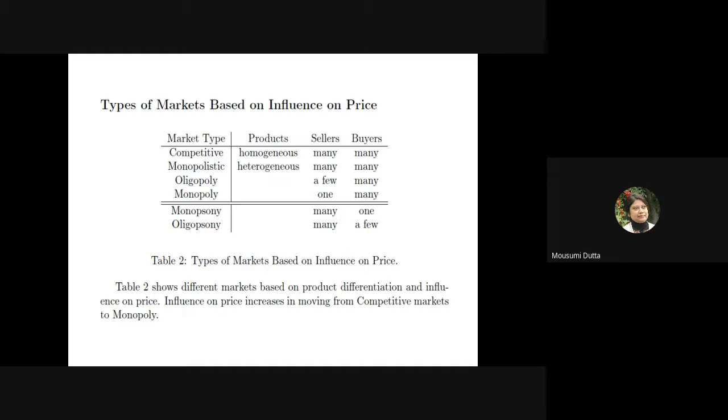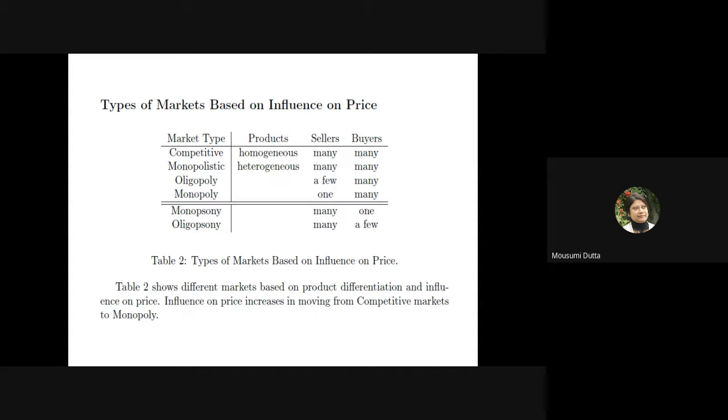Now I am dividing the same concept, the concept of market, into several parts. Now I am dividing the market into several categories depending on influence on price. Whether sellers will be able to influence the price, whether buyers will be able to influence the price. On the basis of this concept, based on influence on price, I am dividing the markets into several categories.